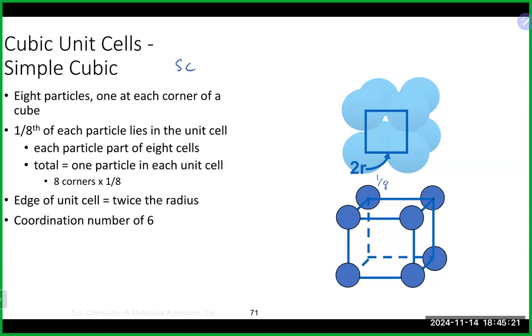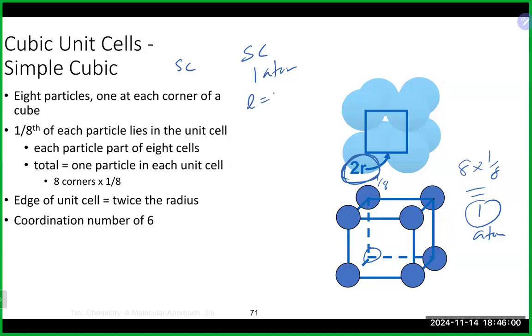So if you pulled out this sort of cube, you would have 1/8 of an atom in each of the corners. Since there are 8 corners within a cube, 8 times 1/8 is 1 atom. So you have basically 1 full atom as a result of 1/8 of an atom stuck in each of these corners. The length of the unit cell is 2 times the radius, and that's how you would calculate the length. So important to know for simple cubic, it has 1 atom, and the length is 2 times the radius.